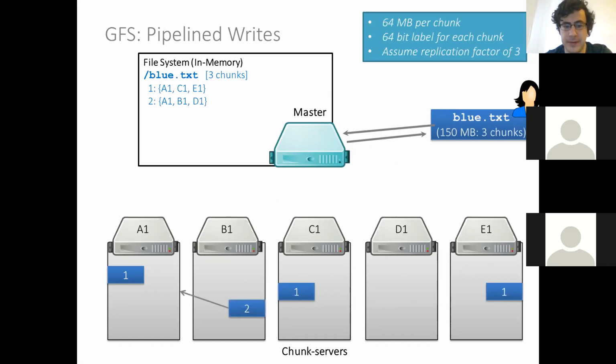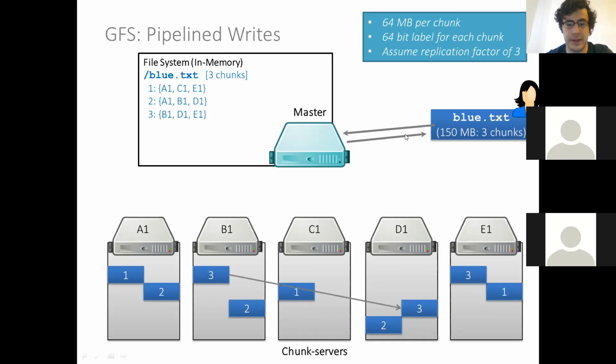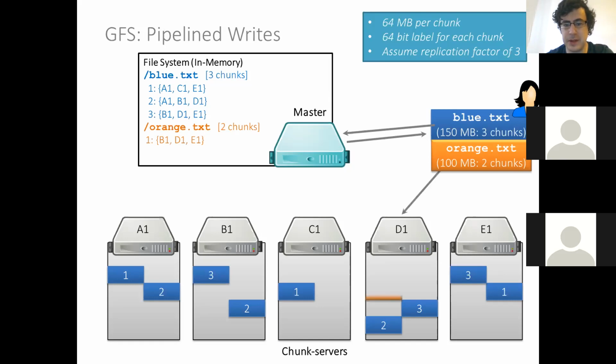So the same thing happens for the second block. In this case, the client writes to B1, B1 writes to A1, A1 to D1, and so forth. So E1, B1, D1 for the third block. And the write is complete. So we have a second file. The client wants to write orange.txt, goes to the master. Master sends back some information about where to store the chunks, and the pipeline write happens again. Okay, does that make sense?